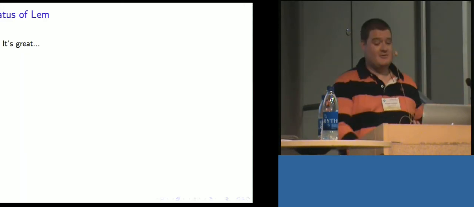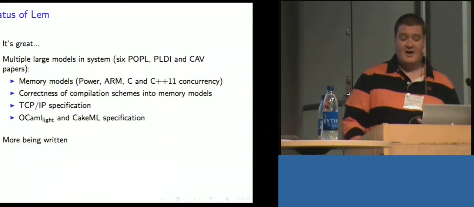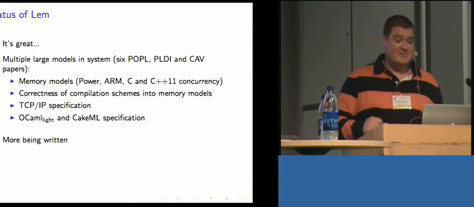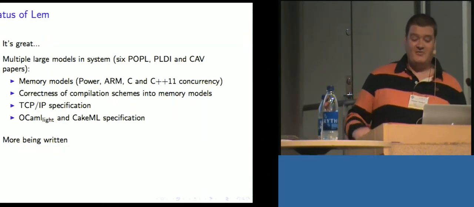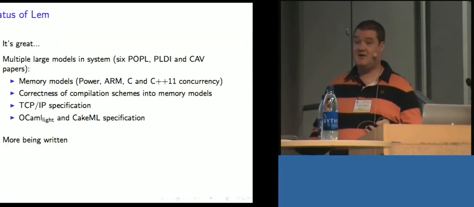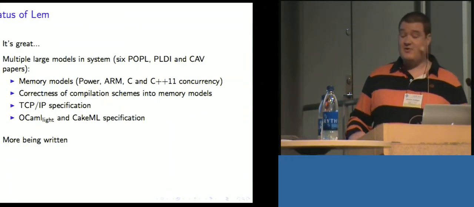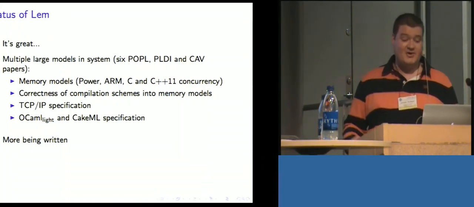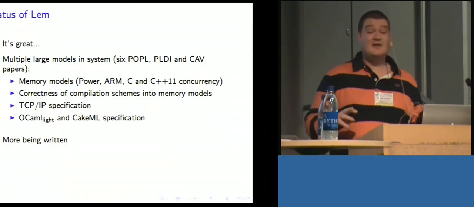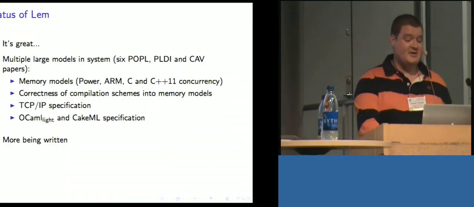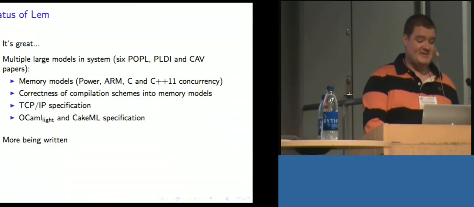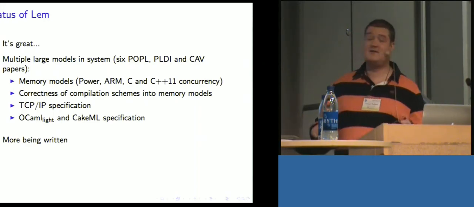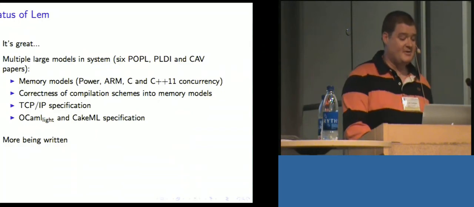So the status of Lem, well, we think it's great. There are multiple large models that have been written in the system, and it's produced a lot of good papers. We've got a lot of POPL, PLDI and CAV papers produced using it. We've got lots of memory models, say the Power, ARM, C and C++11 concurrency models. We've also got correctness of compilation schemes into those models. We've got TCP/IP specifications, and various specifications of languages like OCaml Light, and also the aforementioned CakeML, with more being written now.